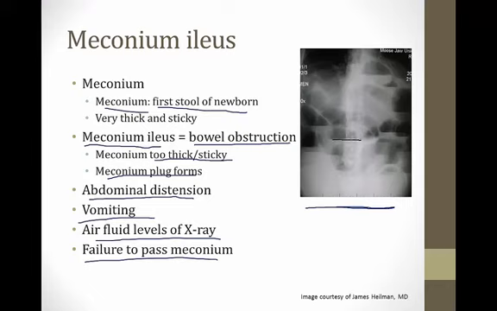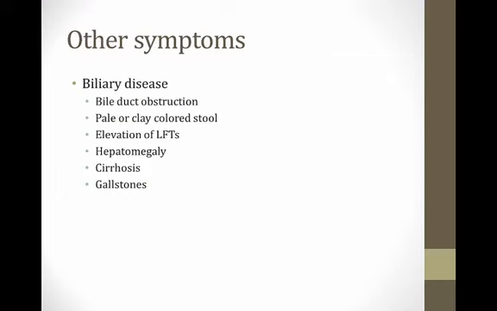So you look right here, this is a little bit of fluid here, and there's air above it, and you can see that the loops of bowel are dilated. So these sort of flat areas of fluid are what's called an air fluid level, and they're seen in bowel obstruction. And just remember that meconium ileus is a classic presentation for cystic fibrosis. Let's talk about some other symptoms that children with cystic fibrosis can develop.